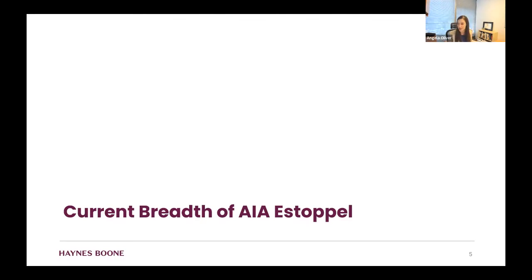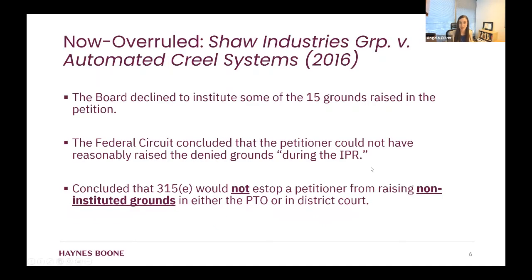So with that in mind, let's talk about a case that is no longer the law, and that would be Shaw Industries. Now, you may have heard of this case or studied this at some point, for the law students here today, but this decision, we'll see, has now been overruled, but it played a very important role in defining the scope of estoppel in previous years. So this was a 2016 decision from the Federal Circuit.